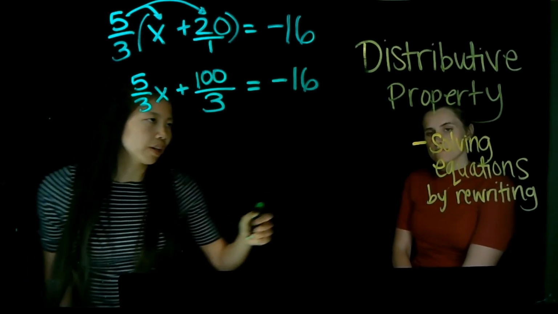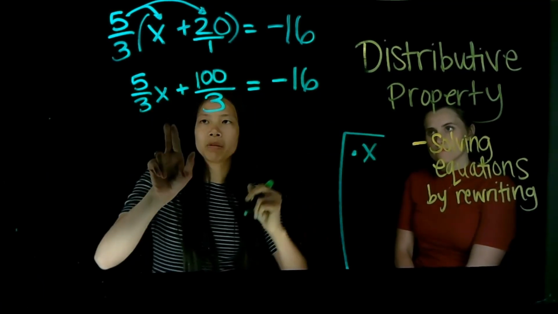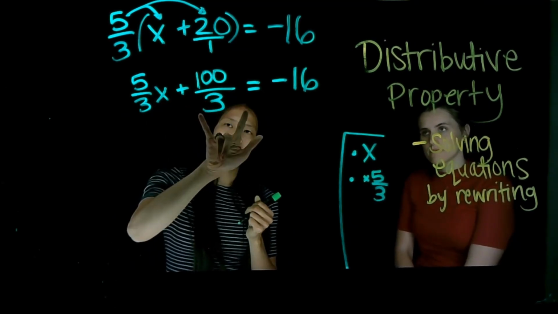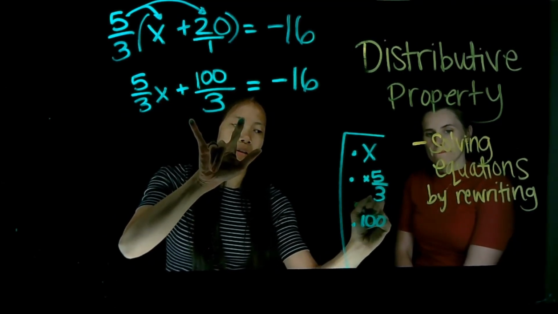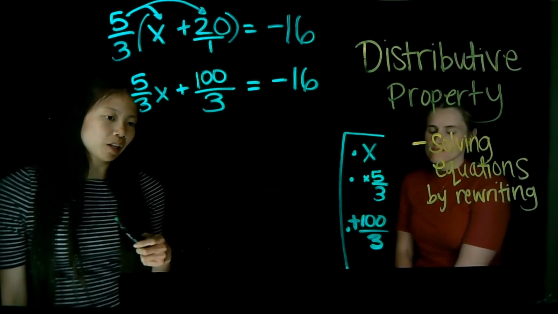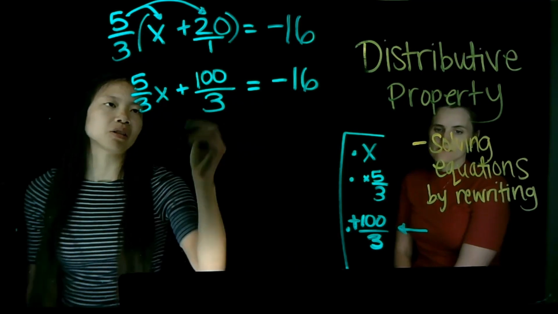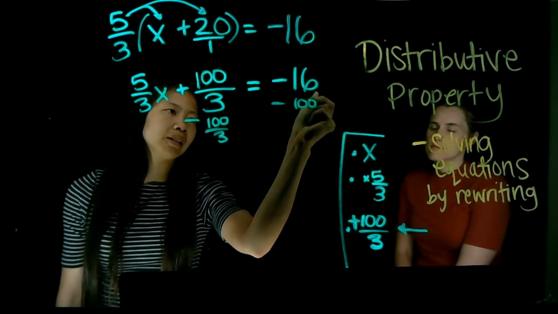So let's tell the story of x. We've got x. What's happening with x? X is being multiplied by 5/3. After it's being multiplied by 5/3, then it's being added with 100 over 3. Let's use undoing to help us solve for this equation. So to undo adding 100 over 3, I'm going to subtract 100 over 3. Now this already looks like it's going to be a pain.